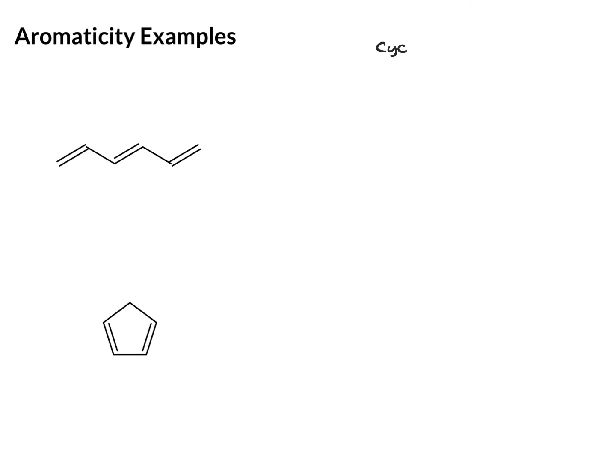Is it cyclic? Is it completely conjugated? Is it planar? And does it have 4n plus 2 pi electrons? So if we meet all four pieces of criteria, the molecule will be aromatic. If any one of these criteria is not met, then the molecule will just be non-aromatic.